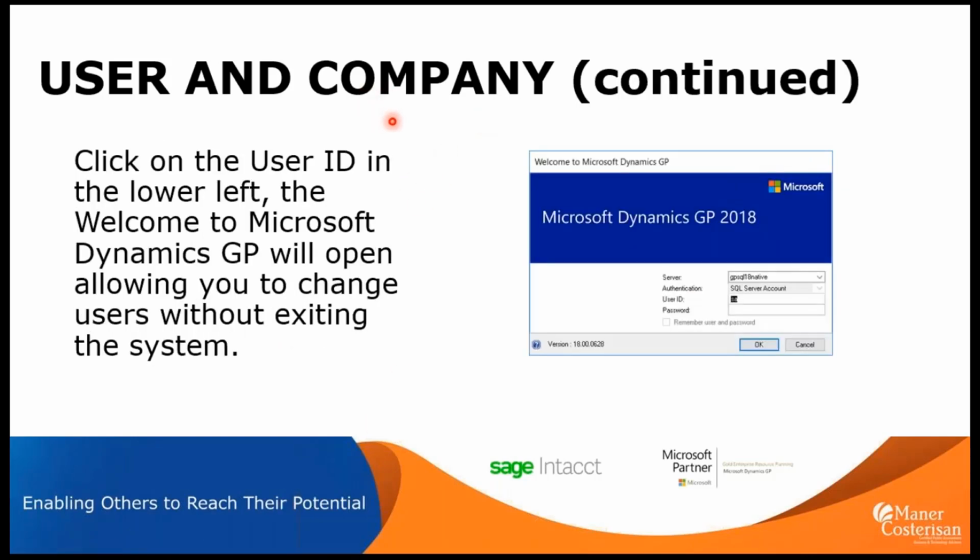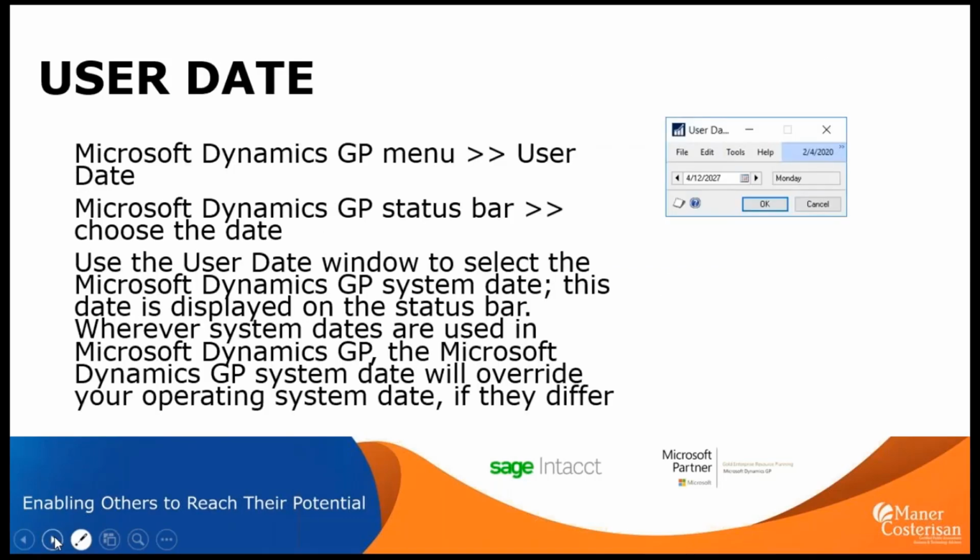So if you click on that company, Fabrikam, it'll take you back to the main screen, or when you click on the user ID, it'll take you back to the login screen to change users. If you click on the user date, you will also be able to change the user date. Now it defaults to the system date, which is usually the date that's on your bottom computer screen. However, sometimes people change this date if they're making entries for a prior period or a future period that are going to be consistently one date.